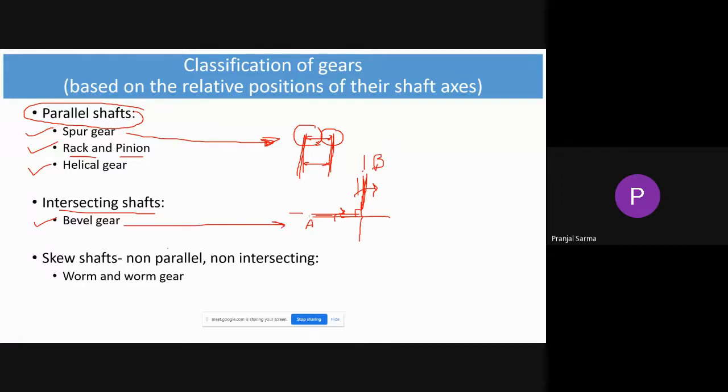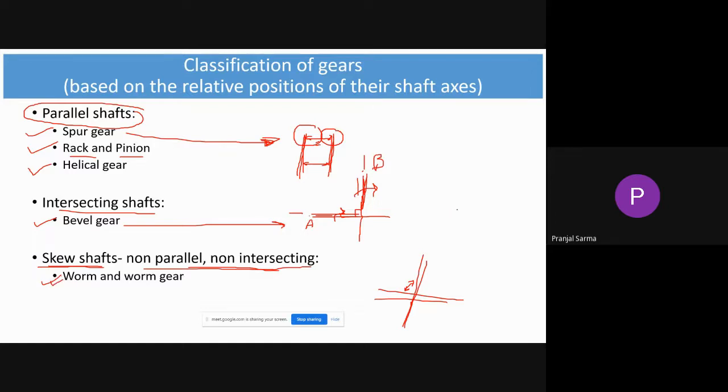Sometimes we can also have situations like skew shafts, that is non-parallel, non-intersecting. Let's consider one of the shafts is going in this direction, and another shaft, suppose from above it, is coming in this direction. So there is this distance apart, and they are not intersecting. They are neither parallel nor intersecting. In those cases, we can use the worm and worm gears.